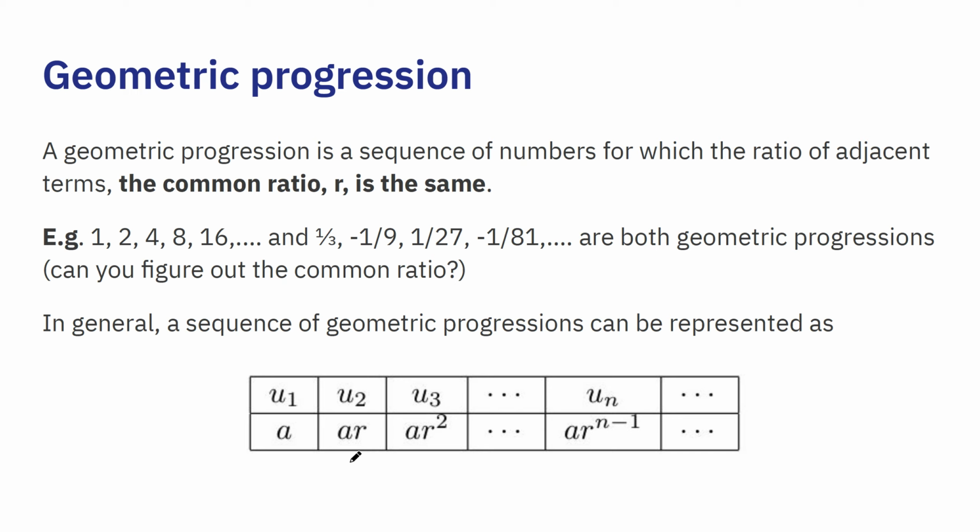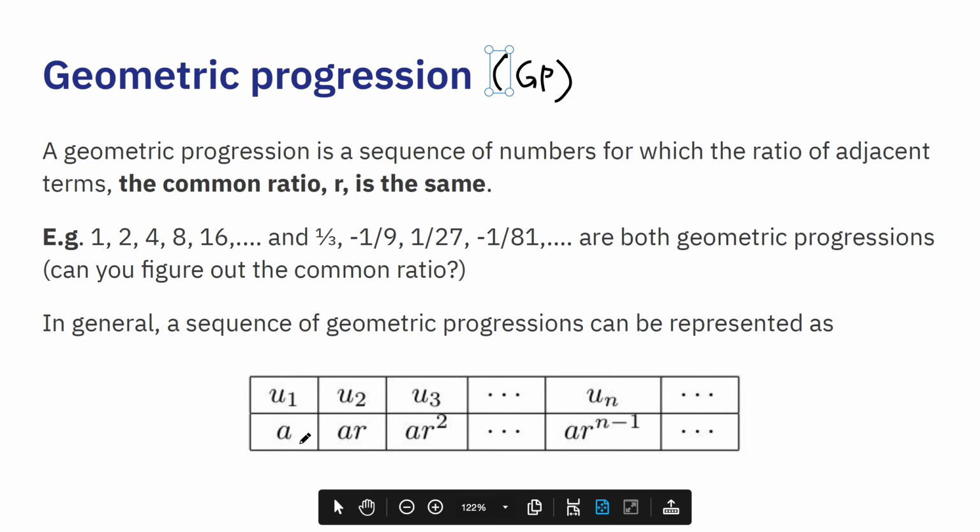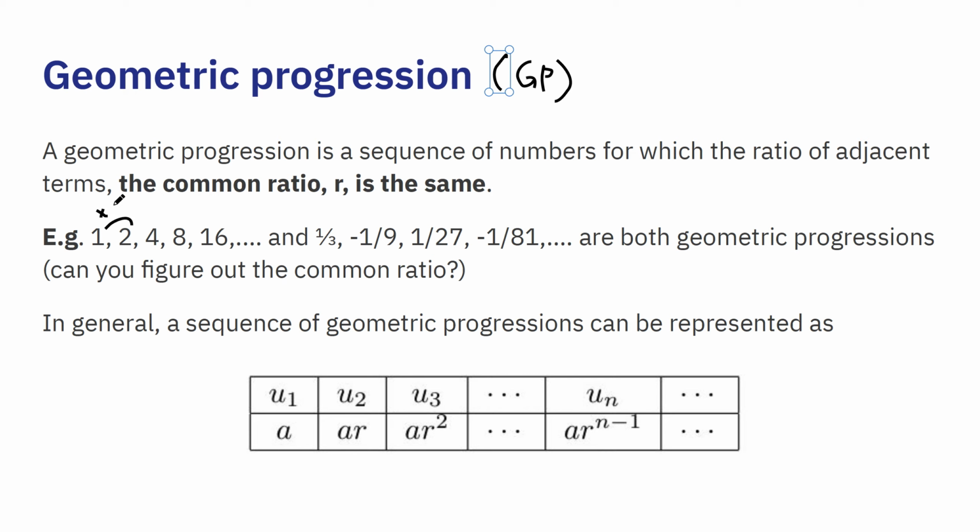The next kind of question we can have is on geometric progressions. A geometric progression, we usually call it GP, is very similar to an AP. We have something like a common difference, but in this case, it's a common ratio. So instead of adding to the previous term, we multiply the previous term. So 1, 2, 4, 8, 16 is a GP because we times 2, times 2, times 2.